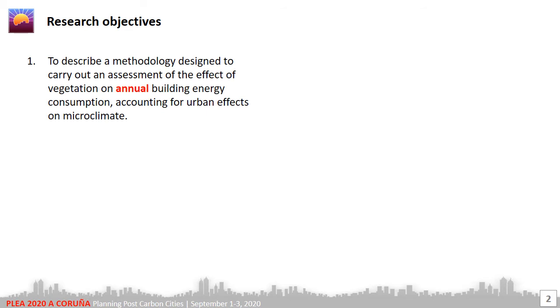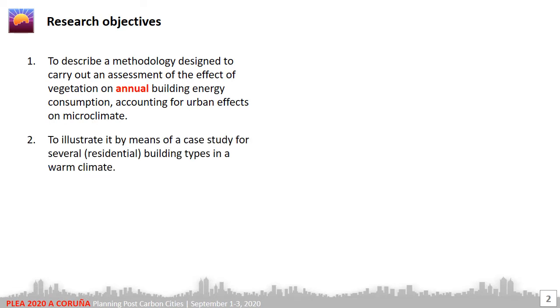The objectives of this research were as follows. First, to describe a methodology designed to carry out an assessment of the effect of vegetation on annual building energy consumption, accounting for effects of urban microclimate. And secondly, to illustrate it by means of a case study for several residential building types in a warm climate.